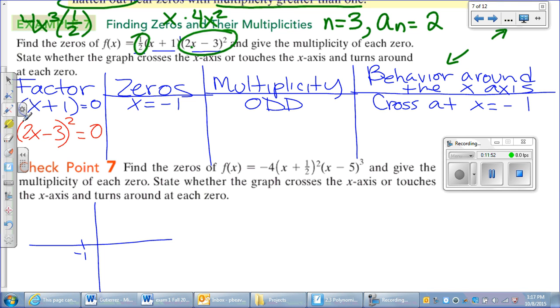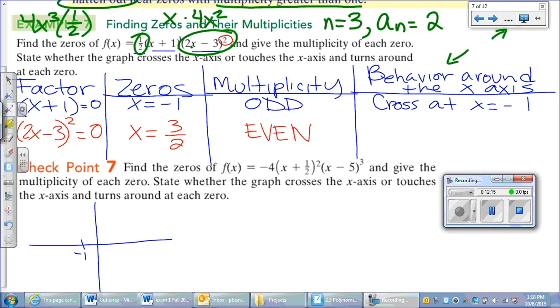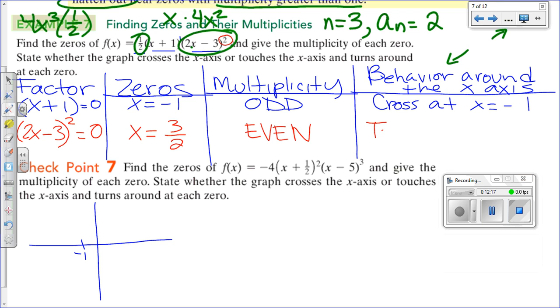So the 0 that we obtained from here is x is equal to 3/2. Now if we look at the factor, how many times does that factor occur on the function? 2, right? So is that odd or even? Even. So we say it is of even multiplicity. And so if you look at your notes, their behavior should be that it's going to touch and turn around. And we're talking about the x-axis here. It's going to touch the x-axis and turn around at x is equal to positive 3/2.